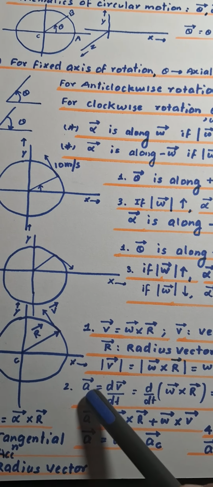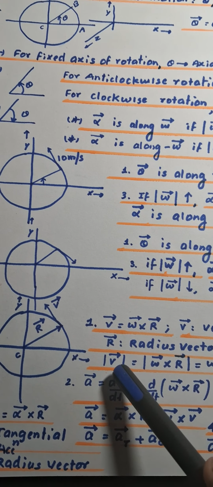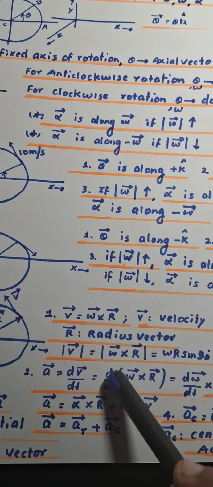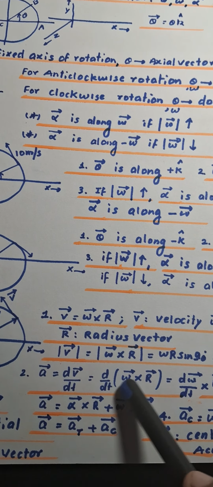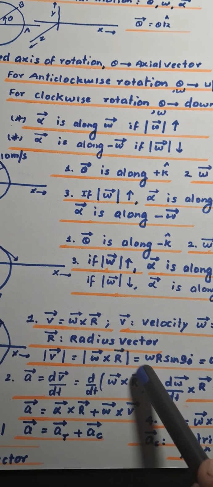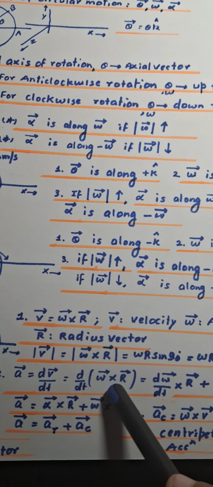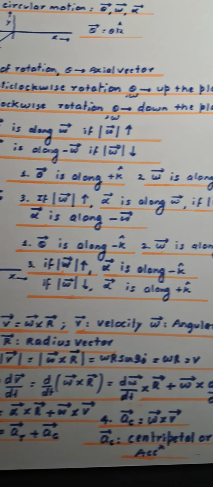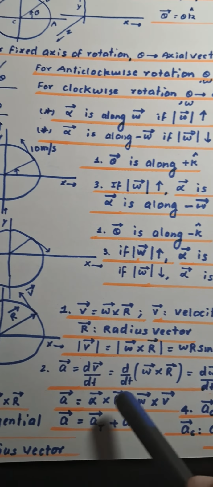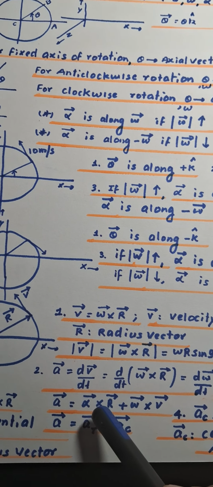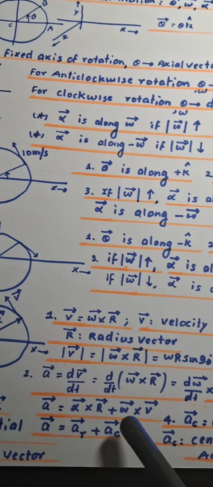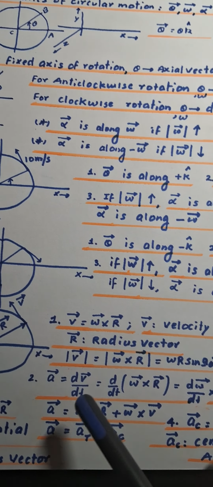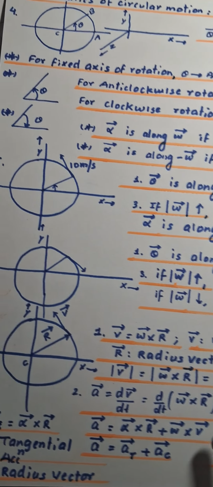Now coming back to acceleration, we know that acceleration is dv by dt, that is differentiation of velocity with respect to time. This can be written as d by dt, substituting v as omega cross r. Now applying the uv rule in this differentiation, we have d omega by dt cross r plus omega cross dr by dt. Now this d omega by dt is the angular acceleration alpha. So a can be written as alpha cross r plus omega cross dr by dt. Now this dr by dt is the velocity v. So we have acceleration as alpha cross r plus omega cross v.